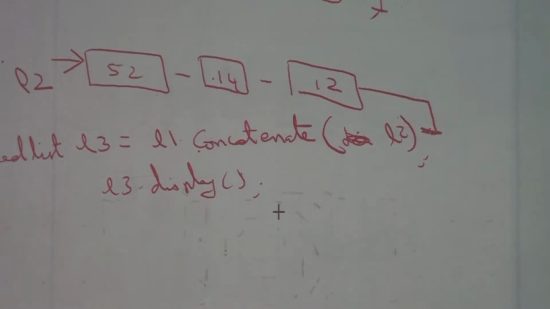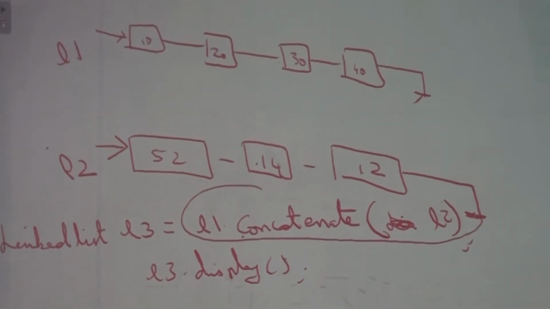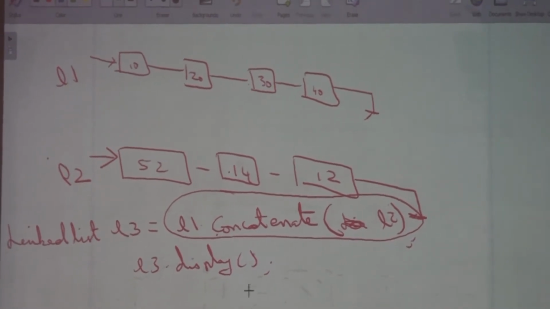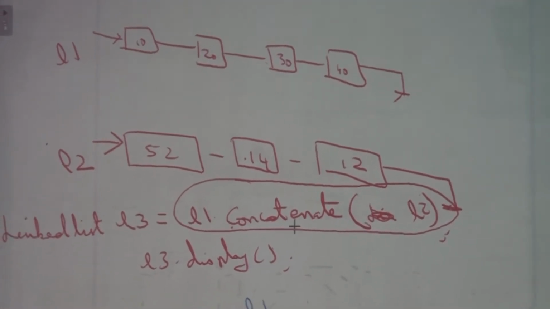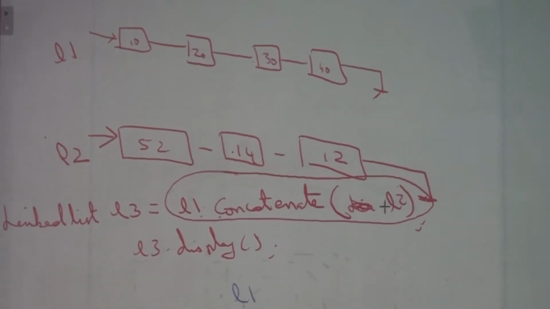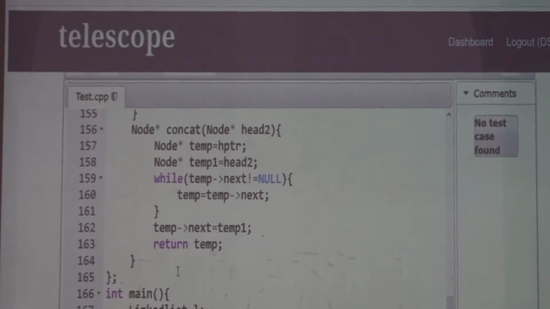Now let's look at the structure of this. This is L1. Concatenate is a method called on the first list with L2 as a parameter, which is the second linked list. So how will the signature for concatenate be? It is called on a list and it has another list as a parameter. So let's write the signature first.